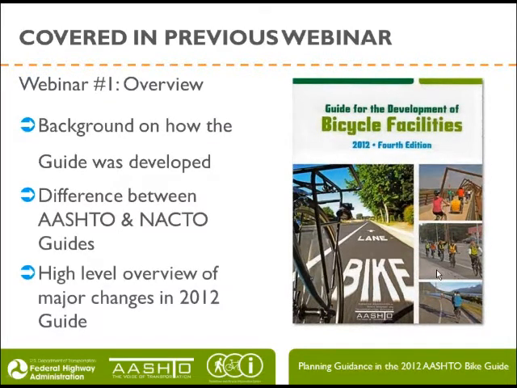What was covered in the first webinar, we did an overview of the different parts of the guide. We looked at some background information on how the guide was developed and the fact that it was the first guide that was developed through the NCHRP process. All 50 states were involved. We talked a little bit about the relationship of this particular guide to other guides that are available, including the MUTCD and the NACTO guides. And then we gave an overall high-level overview of some of the major changes in the 2012 guide, as well as going chapter by chapter and looking at some of those changes. Next.